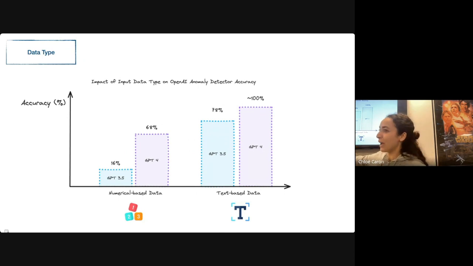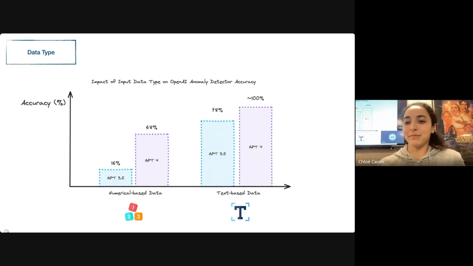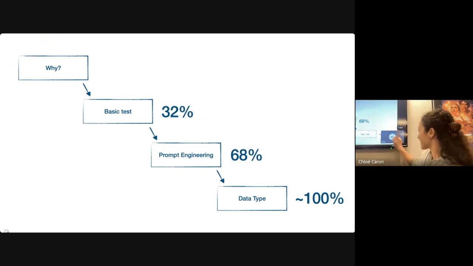Now, as soon as you move away from numerical data and go into textual data, it does way, way better. So GPT 3.5 goes to 78%, and GPT-4 goes to nearly 100% accuracy, which is absolutely amazing. But then when you think about what OpenAI is, it's a large language model. It hasn't been trained to do maths. OpenAI is notoriously bad at maths, and I guess we proved it once again. But great, okay, we're at 100%.